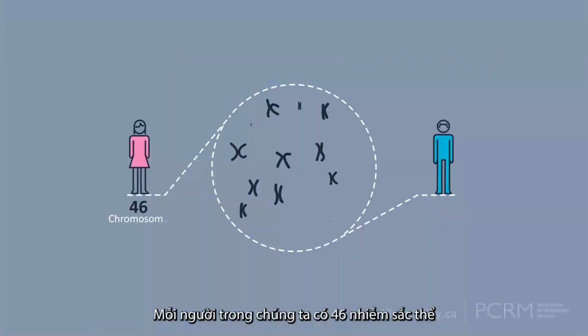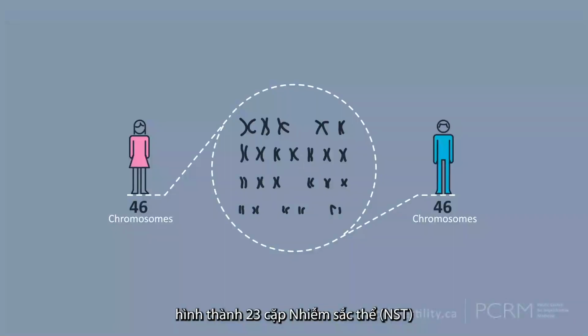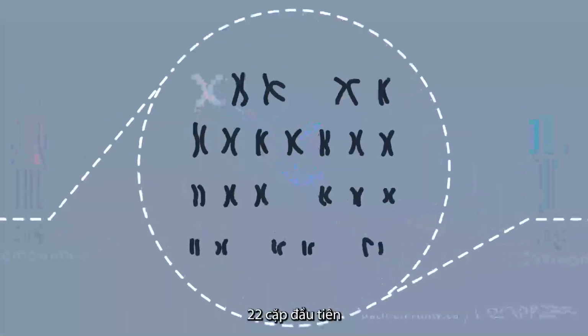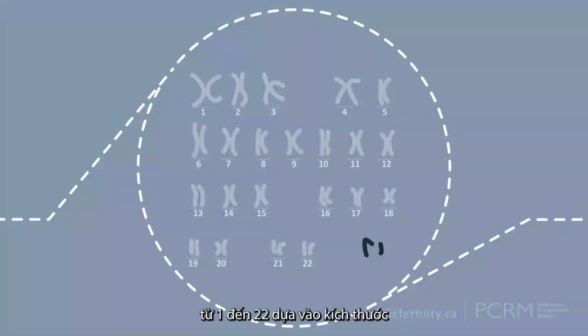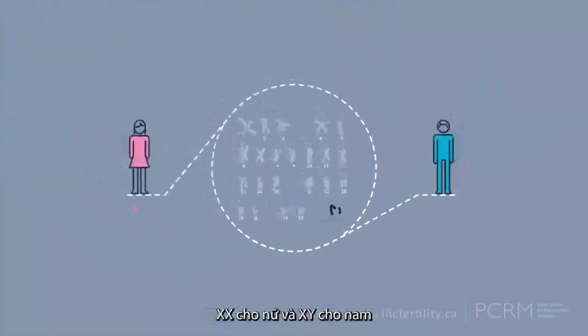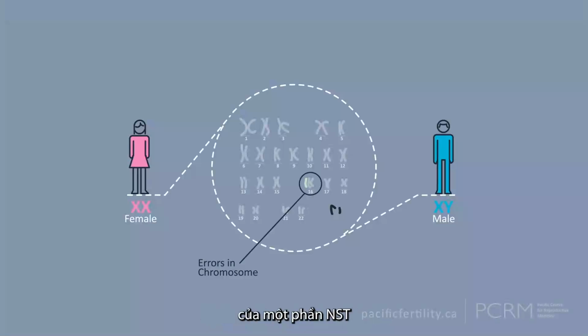Each of us typically has 46 chromosomes arranged into 23 pairs, termed euploid. We all have 2 copies of every chromosome, 1 copy from the egg and 1 from the sperm. The first 22 pairs of chromosomes are numbered 1 through 22 based on size. The 23rd pair are sex chromosomes, XX for female or XY for male. Genetic diseases can result from errors in part of a chromosome or the entire chromosome.